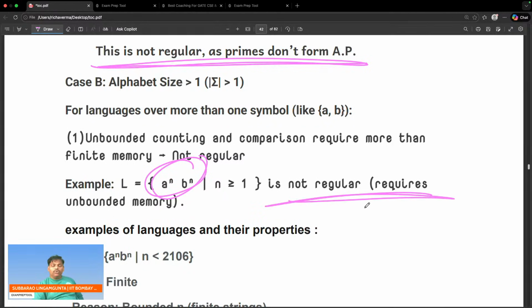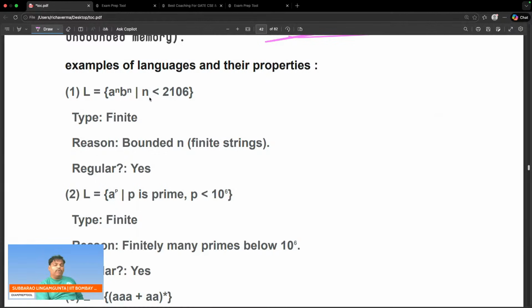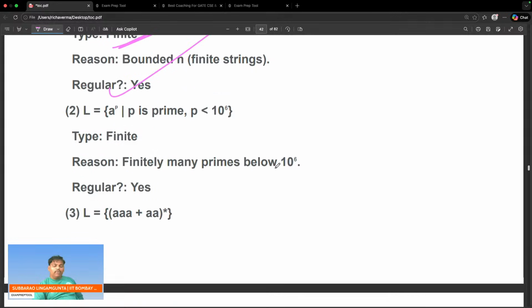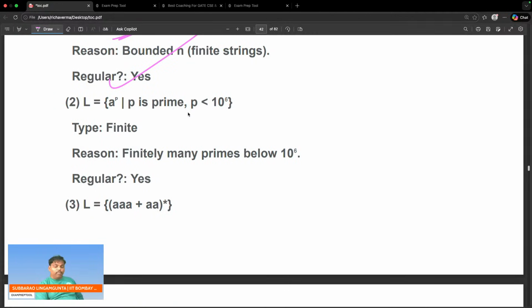Comparison not there. That is going to be regular. So a power n, b power n, where n is less than some bound. Because it is finite, it is regular. Next one, a power p, where p is a prime and p is less than some bound. I think it is finite, so regular.